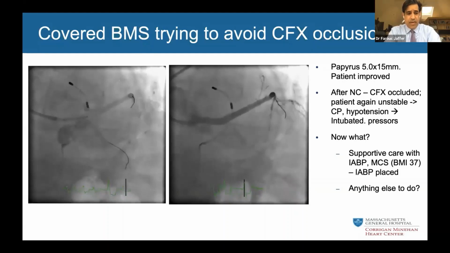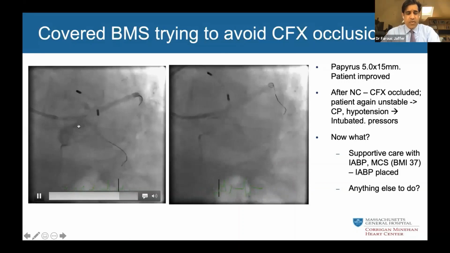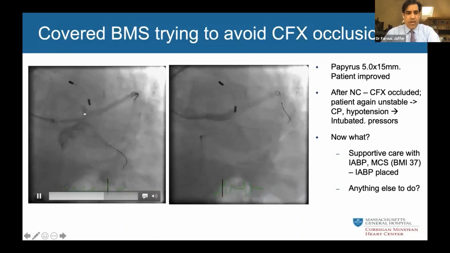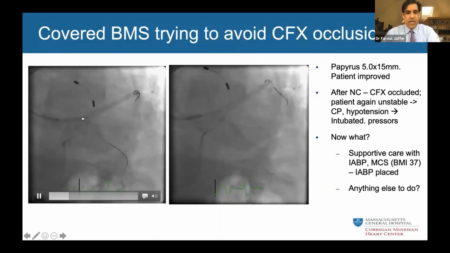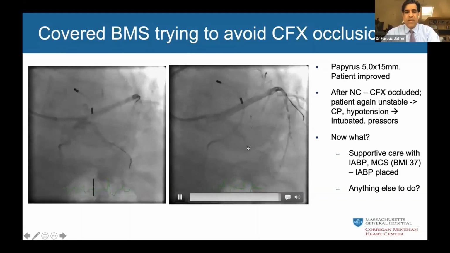be able to place a covered stent, and then we did a Papyrus 5.0 here, trying to get this delivered and try to nail the distal ostium, and we did. And initially we had flow, but when we post-dilated, we ended up sealing off the circumflex.